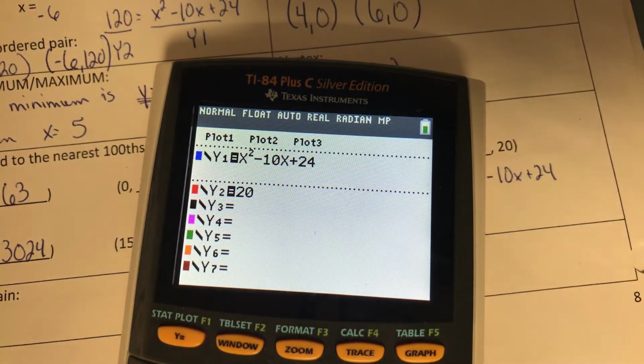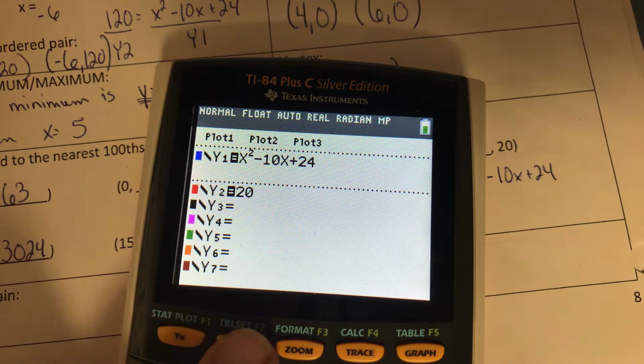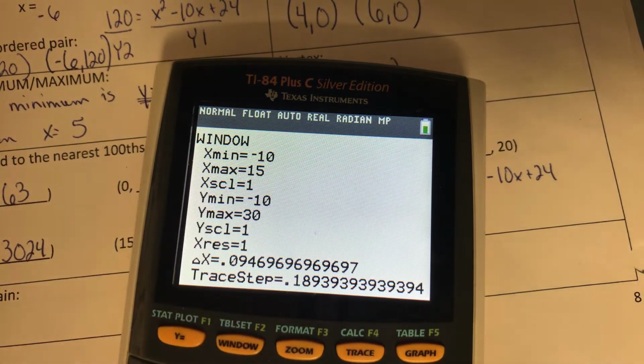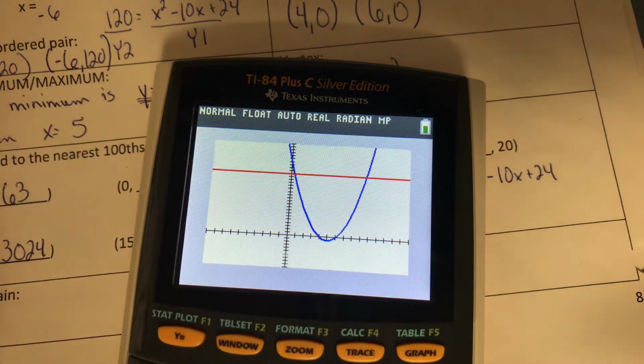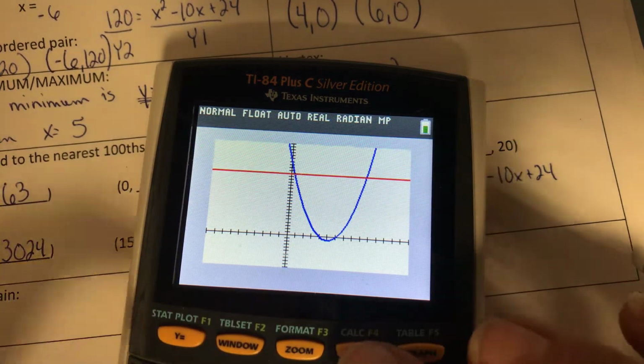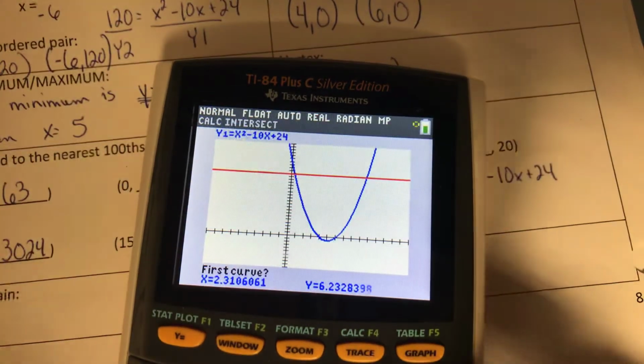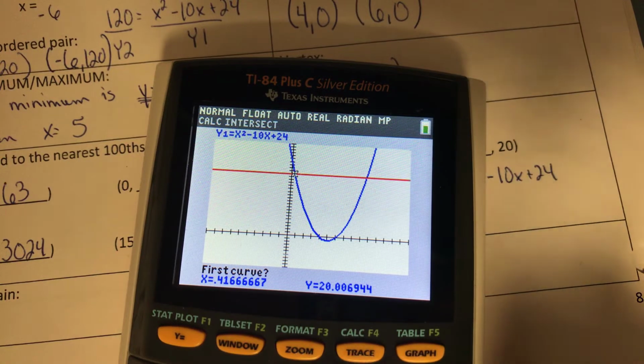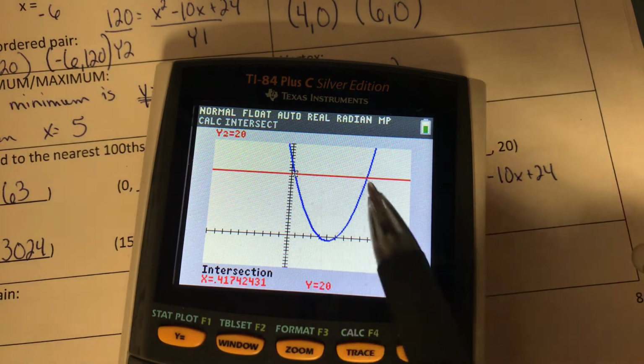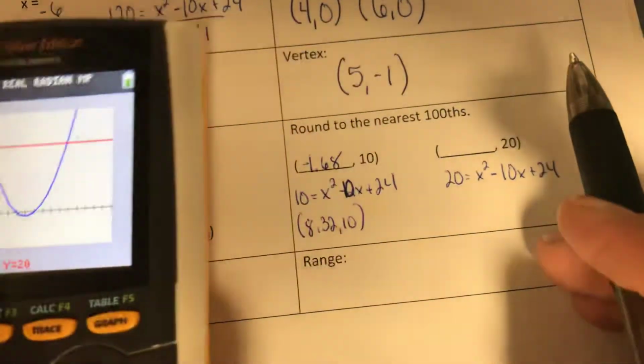So y1 and y2. Just a reminder, this is what my window is set at. It's just what it was set at before at the top. And I'm going to hit graph. They are there. Yours are graphing, but now I can go back to second trace. I can choose intersect again and just scroll over to the left and hit enter 3 times. And if you notice, it's again twice, so I will write down 2 answers.